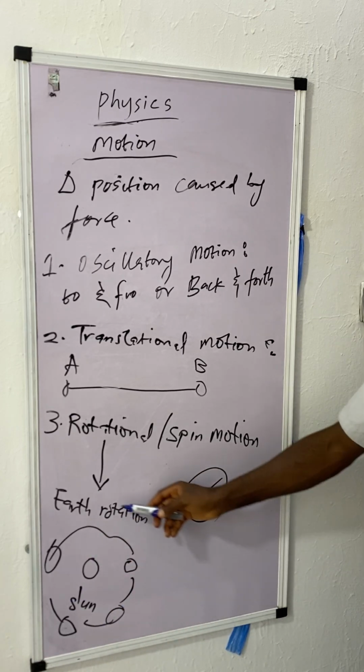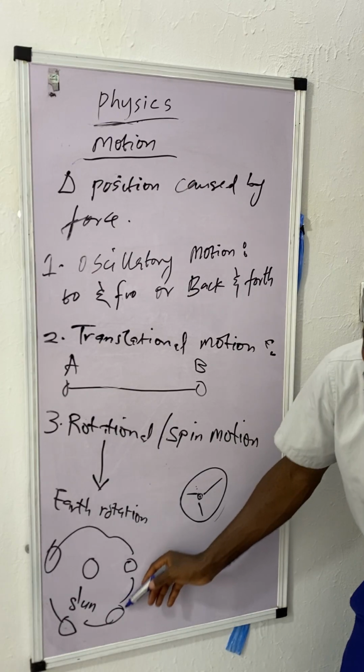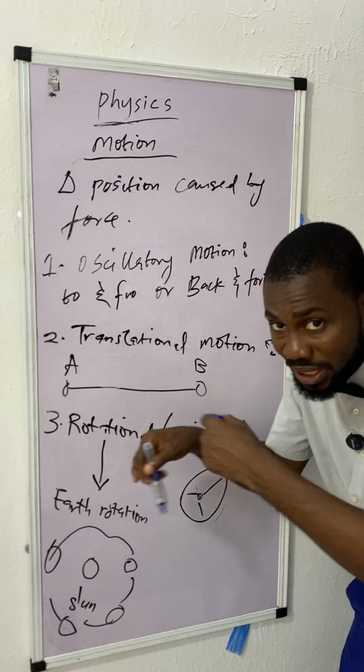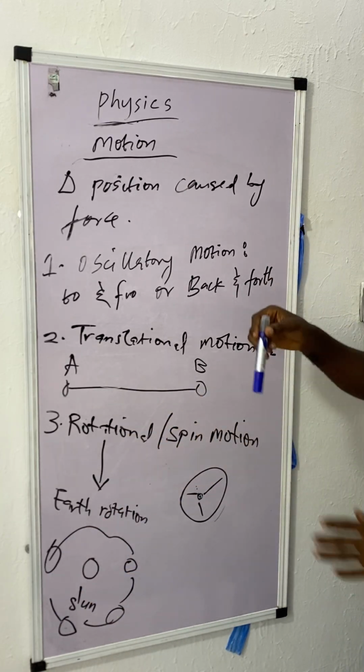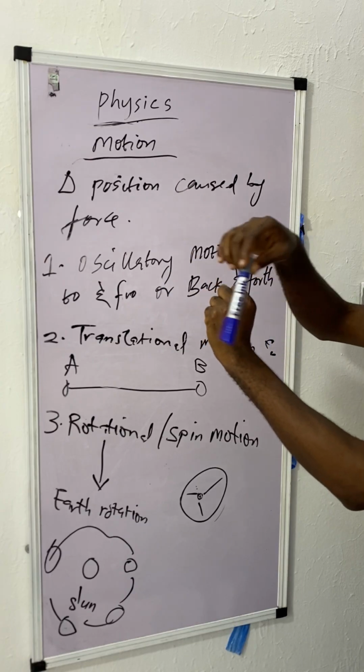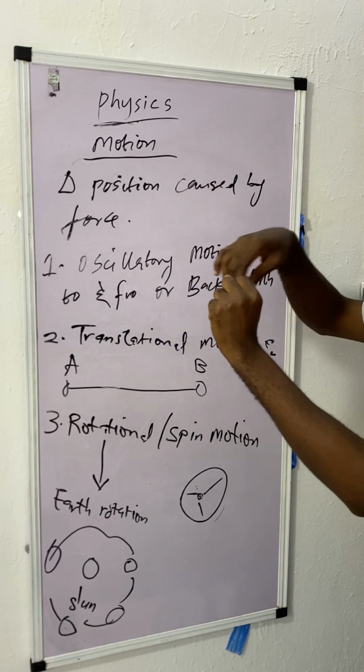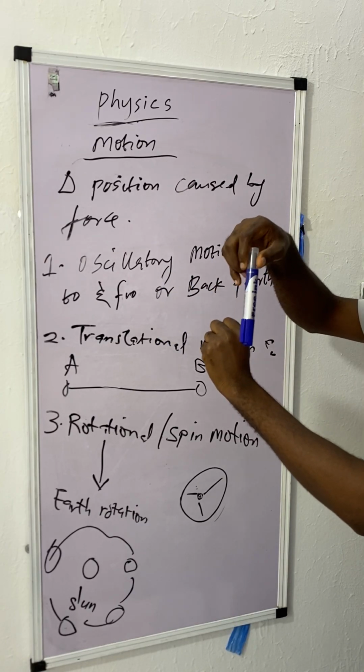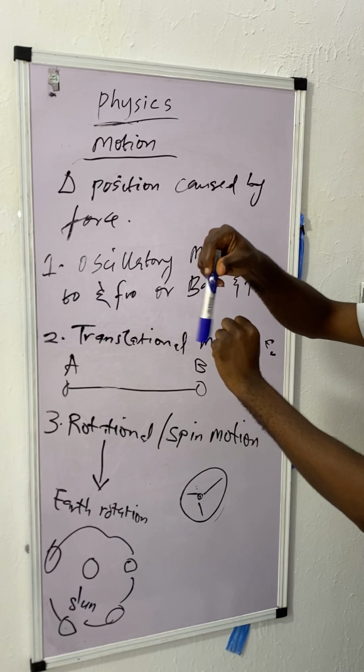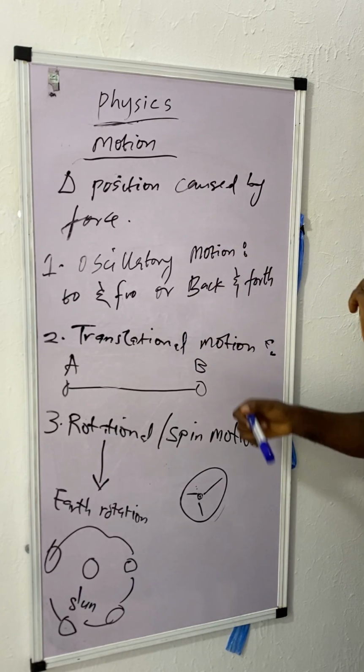Another one is when the earth spins. Because as the earth rotates around the sun, it also spins. This one is the sun, this is the earth, and this is rotation. But as the earth rotates, it spins like this. It spins on its own axis as it rotates about the sun.